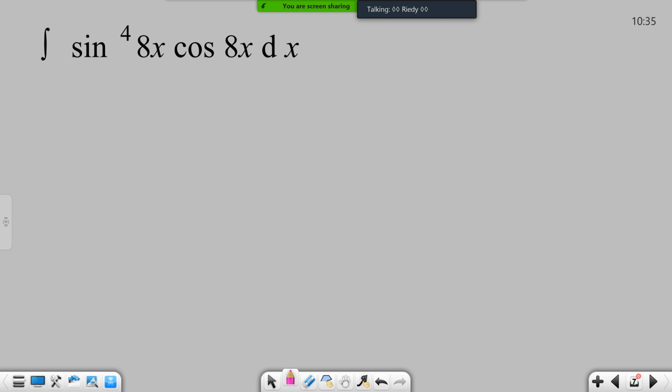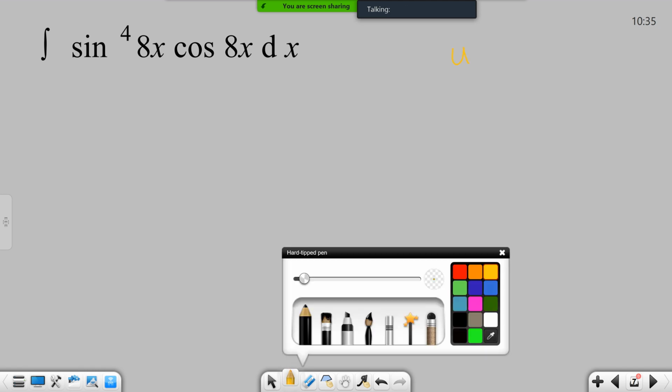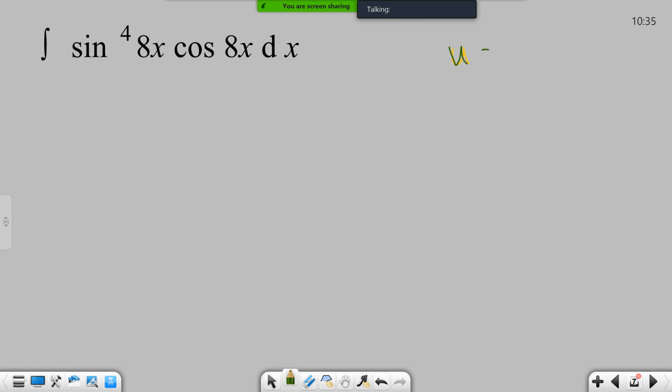Oh boy. Now I threw this one out here just because I wanted to get all fancy, but the main reason I did it is because there are a ton of different choices for you here. For instance, I could do 8x. I could do cosine of 8x. I could do the sine of 8x. I could do sine to the fourth of 8x. I could do all kinds of different things. I will say that in this problem, you would want to do u equal to the sine of 8x.